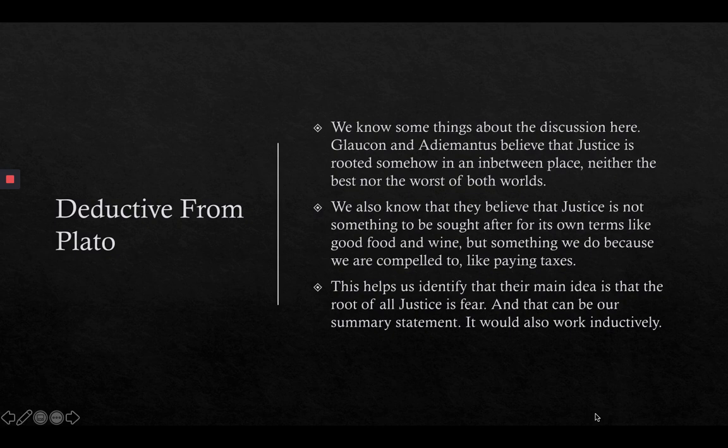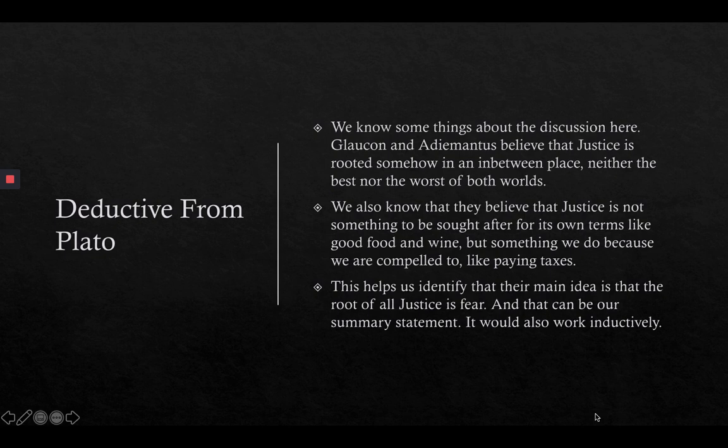We know about this discussion. Glaucon and Adeimantus really state they believe that justice is rooted somehow in an in-between place, which you'll see the quotes here in a second. It is neither the best nor the worst of both worlds. We also know that they believe that justice is something that you don't seek after for its own good.